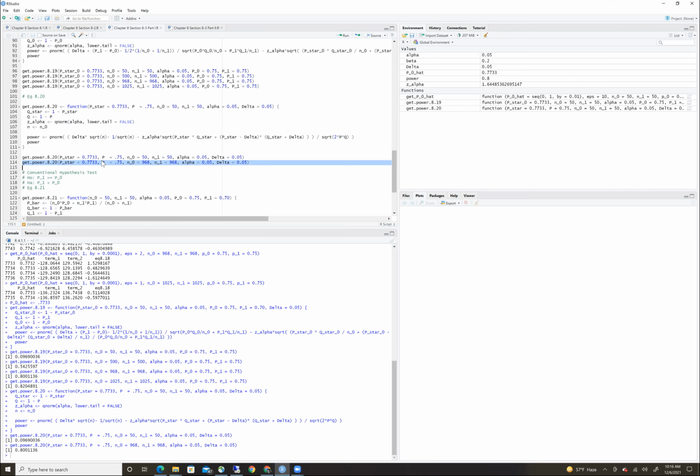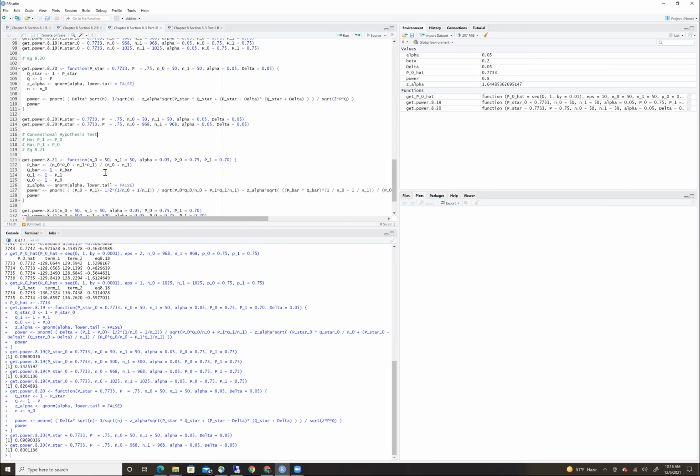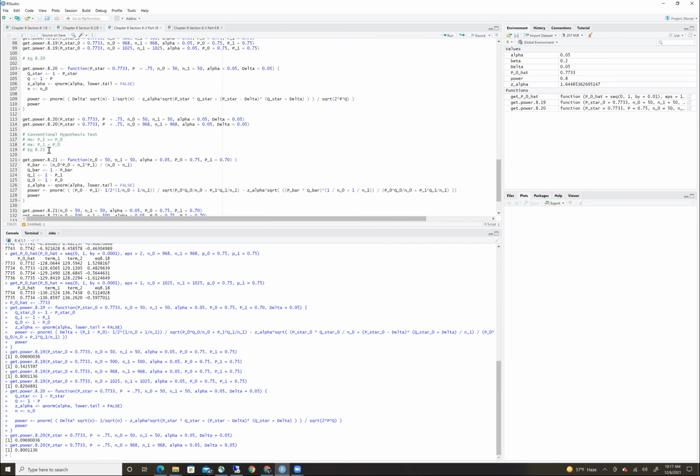The textbook goes on to say, well, what if we did a conventional test rather than a non-inferiority trial? What would the power be in this situation where it's the same exact setup? How many patients would I need in a conventional hypothesis test versus how many patients do I need in a non-inferiority trial? Now we're looking at equation 8.21 in the textbook, and we've shown that we could create a function to calculate the power. Those equations are given in the text.